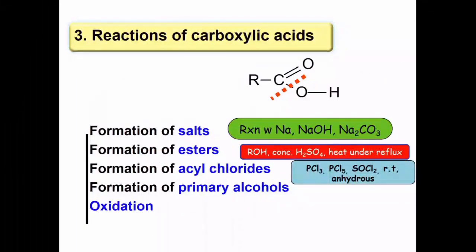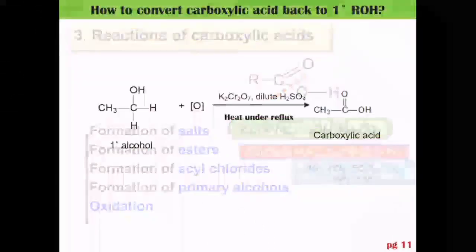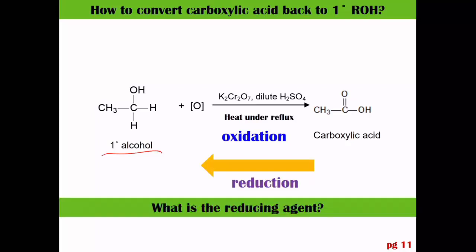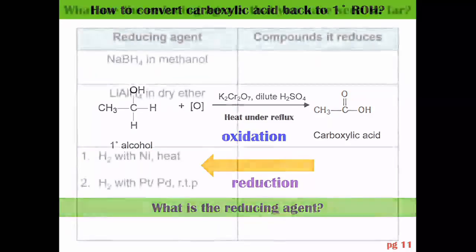Now, next, we're going to look at another type of reaction that carboxylic acid can undergo. So we know that carboxylic acid is formed from primary alcohol via oxidation reaction. Okay? Now if you want carboxylic acid to give you back your alcohol, the reverse reaction must take place, which is reduction.